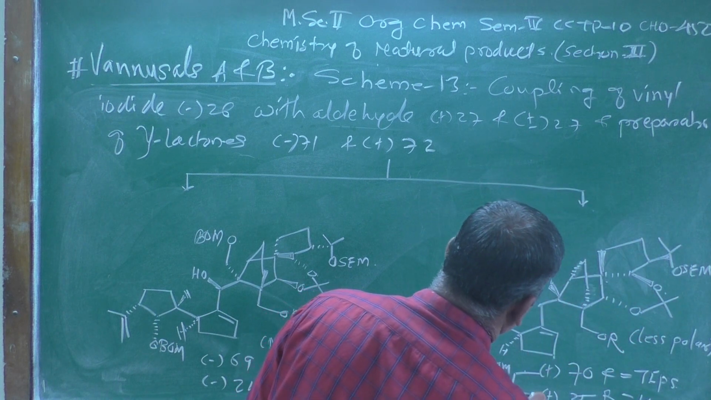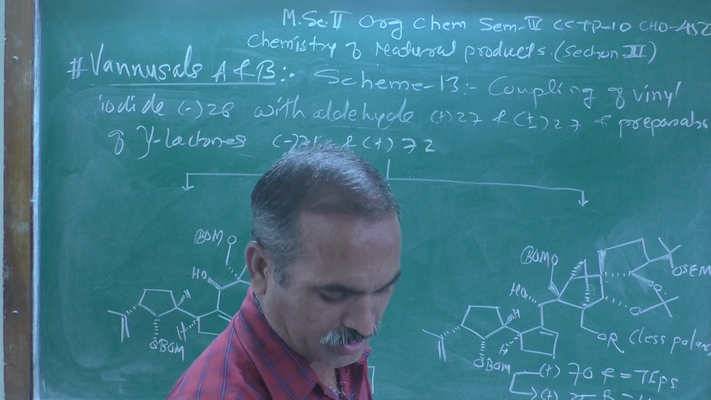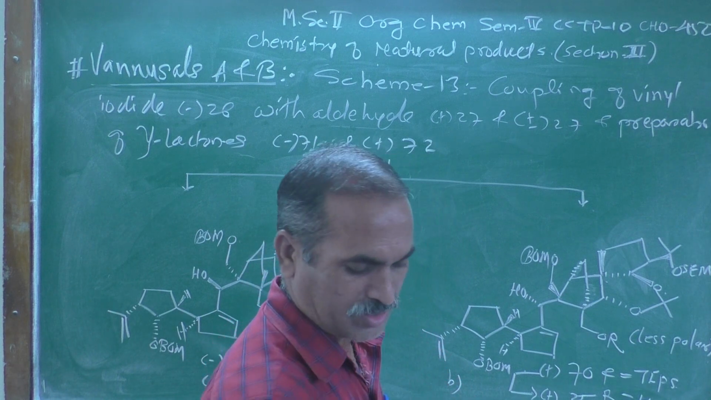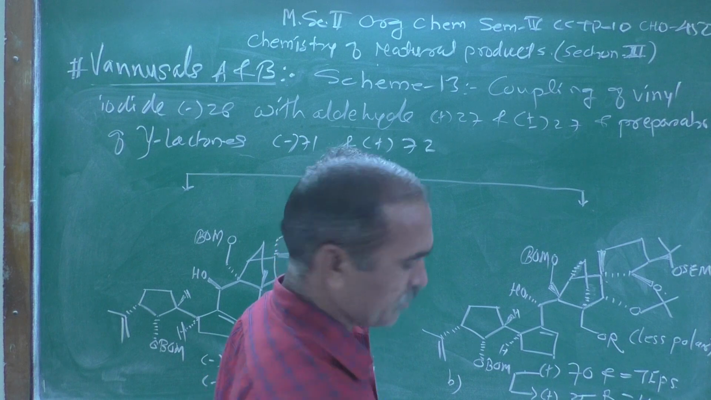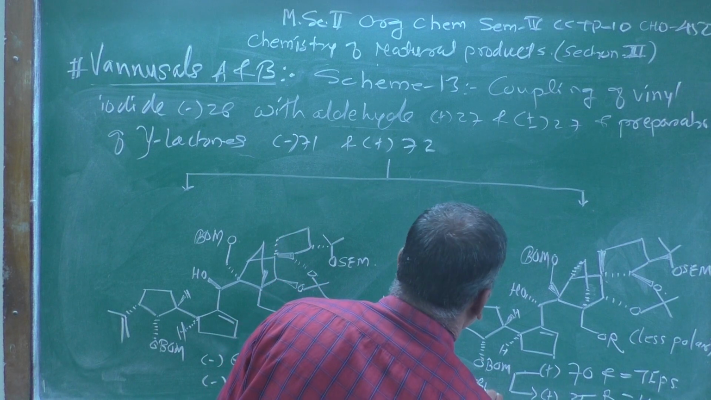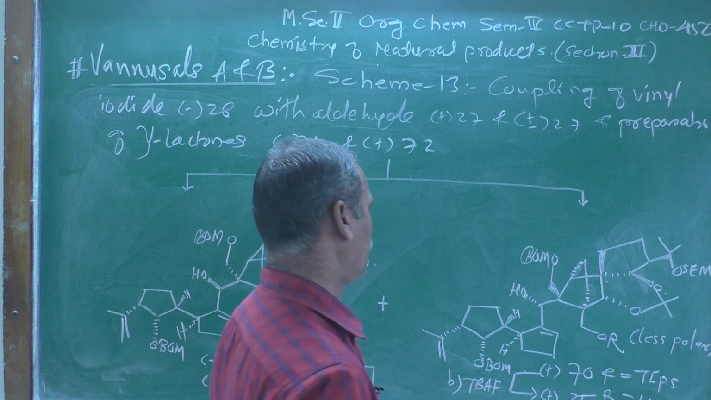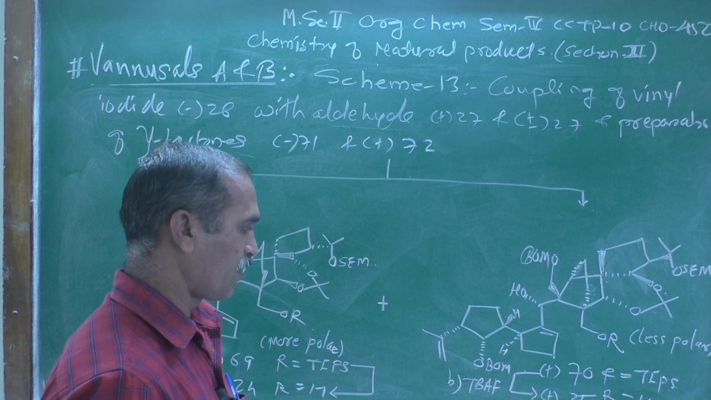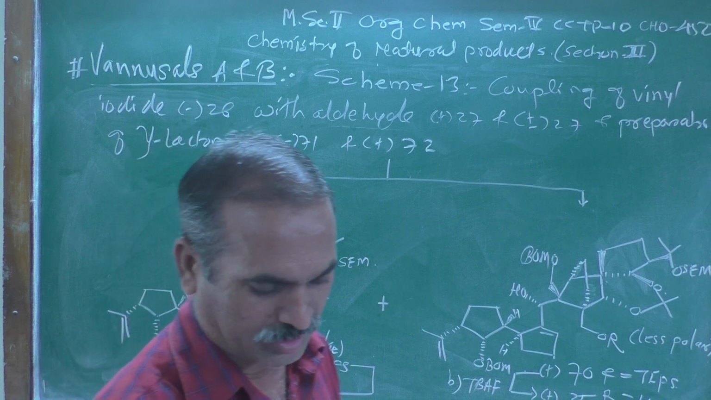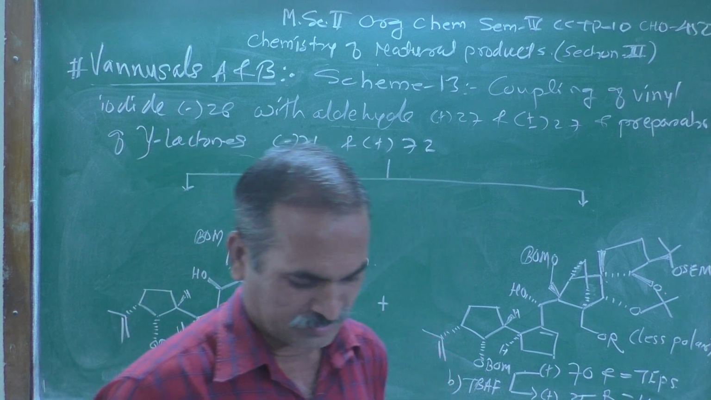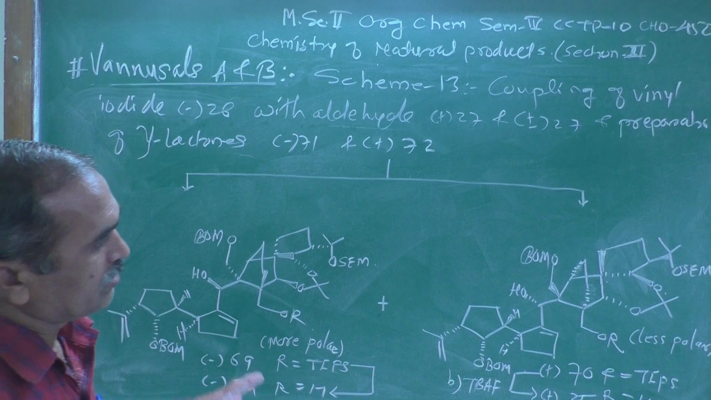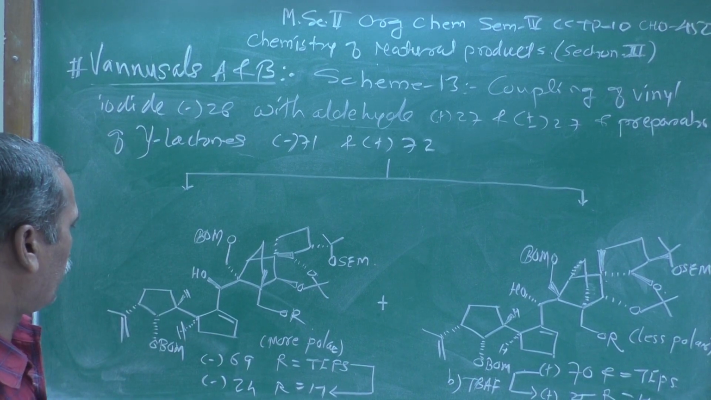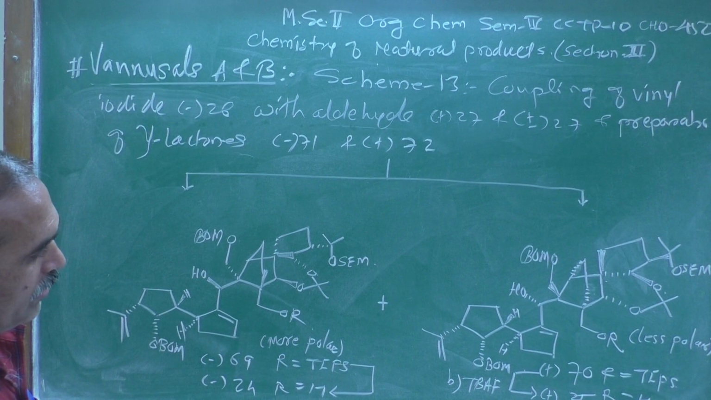Now this one changes to this one where we add the B reagent which is TBAF. TBAF means tetrabutyl ammonium fluoride. If you observe these two structures carefully, what do you find?